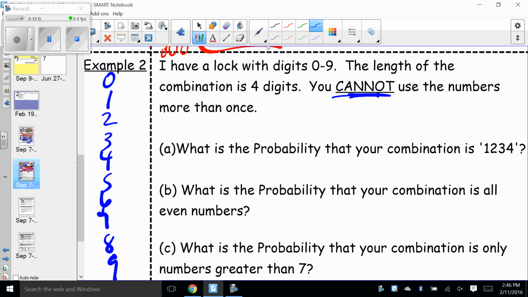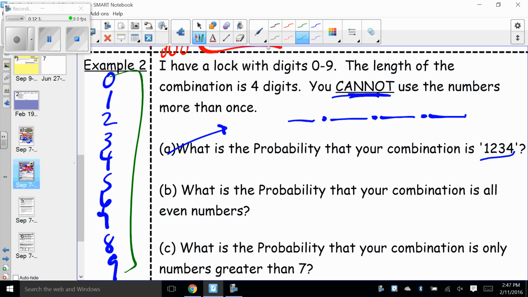Okay. And it says, what is the probability that your combination is 1, 2, 3, 4? So you have a 10-digit number. I'm going to show my work up here just for space. 1, 2, 3, 4. I can choose any of these 10 digits in the first spot. What's the probability that I choose the number 1? Well, over here, there's only one number 1, so I have a 1 out of 10 chance.